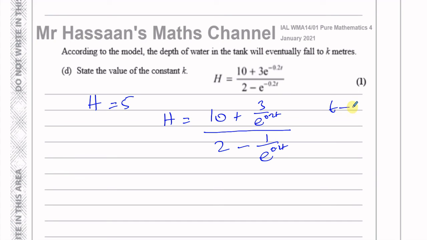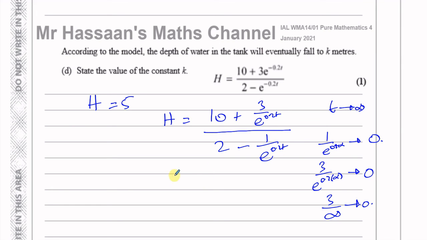Now, as t gets really big, then 3 over e to the power of 0.2 times infinity, something really big, is going to go towards 0, because you've got 3 divided by a really big number. E to the power of something really big is going to be something really huge. 3 divided by something really huge basically goes towards 0. And the same with 1 over e to the power of 0.2 times infinity, that also goes towards 0, because it'll be 1 over infinity.